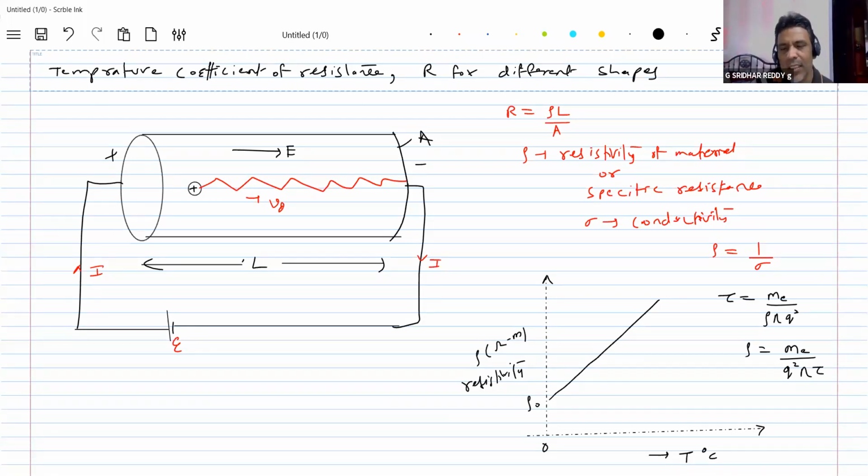So how can we say what happens to rho? If the resistivity increases, the resistance of the conductor should increase. Now, at the increased temperature, can I indirectly say that the resistance of the conductor increases with the temperature?